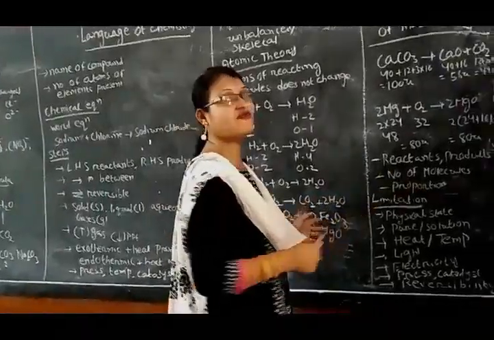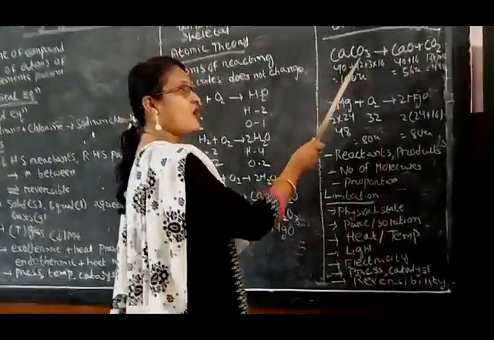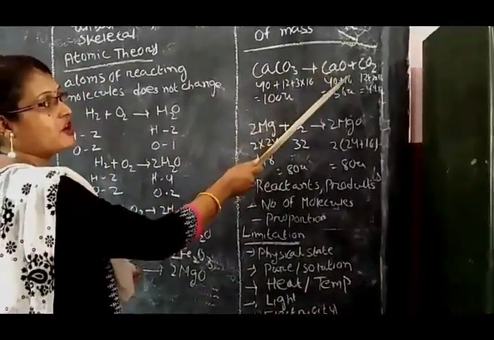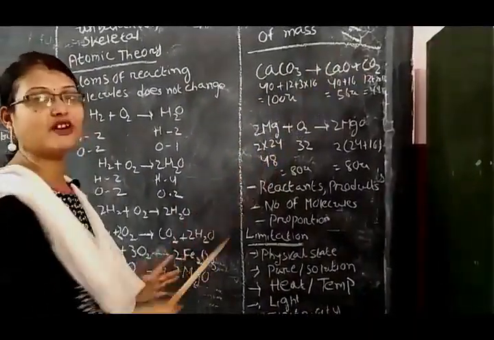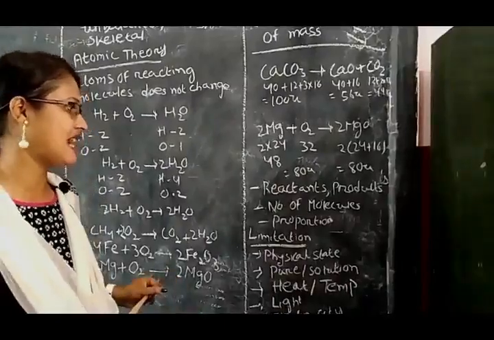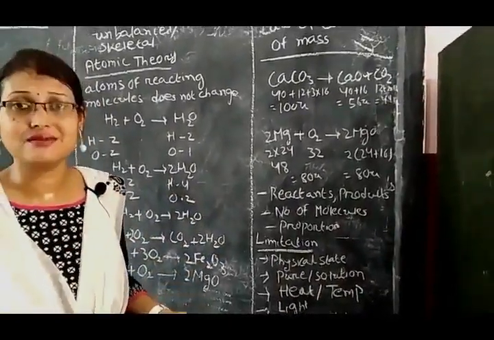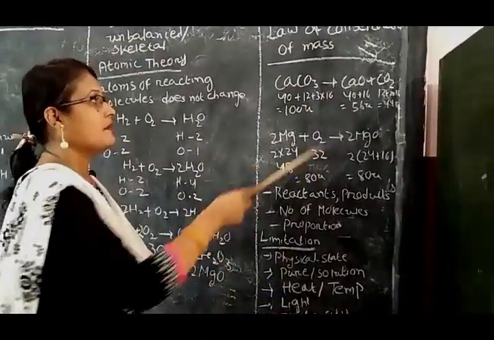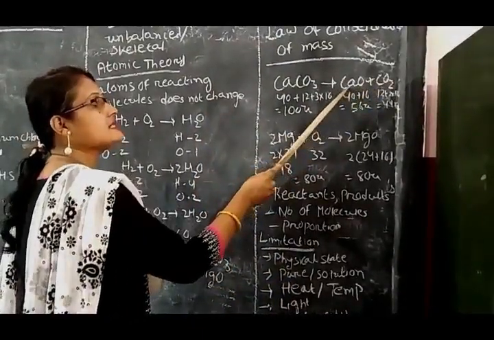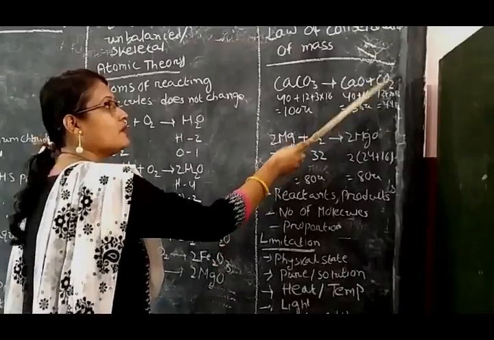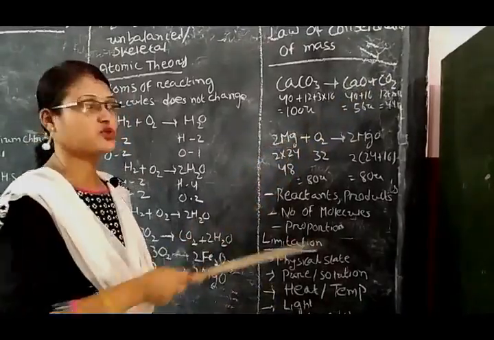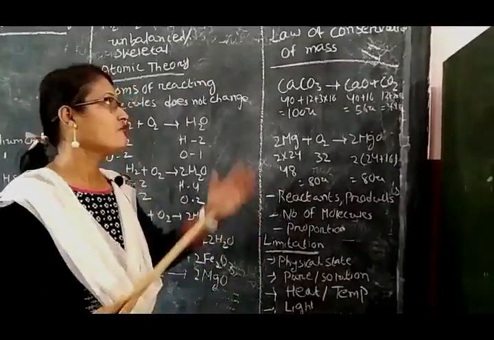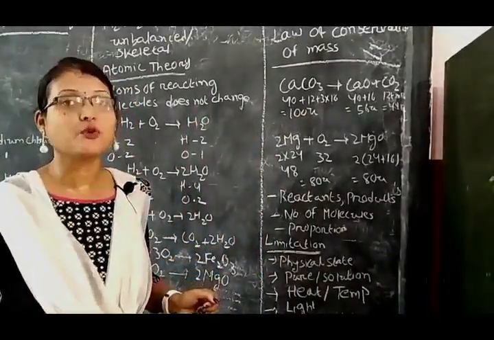Then the number of molecules. How many molecules are there on the reactant side? One molecule of calcium carbonate. On the product side, one molecule of calcium oxide and one molecule of carbon dioxide. As well as the proportion. Okay, what is the proportion? Only one reactant means only one proportion. But on the product side, calcium oxide is one proportion, CO2 is one proportion. That means 1:1. So this is the information that we can gather by knowing a chemical equation.